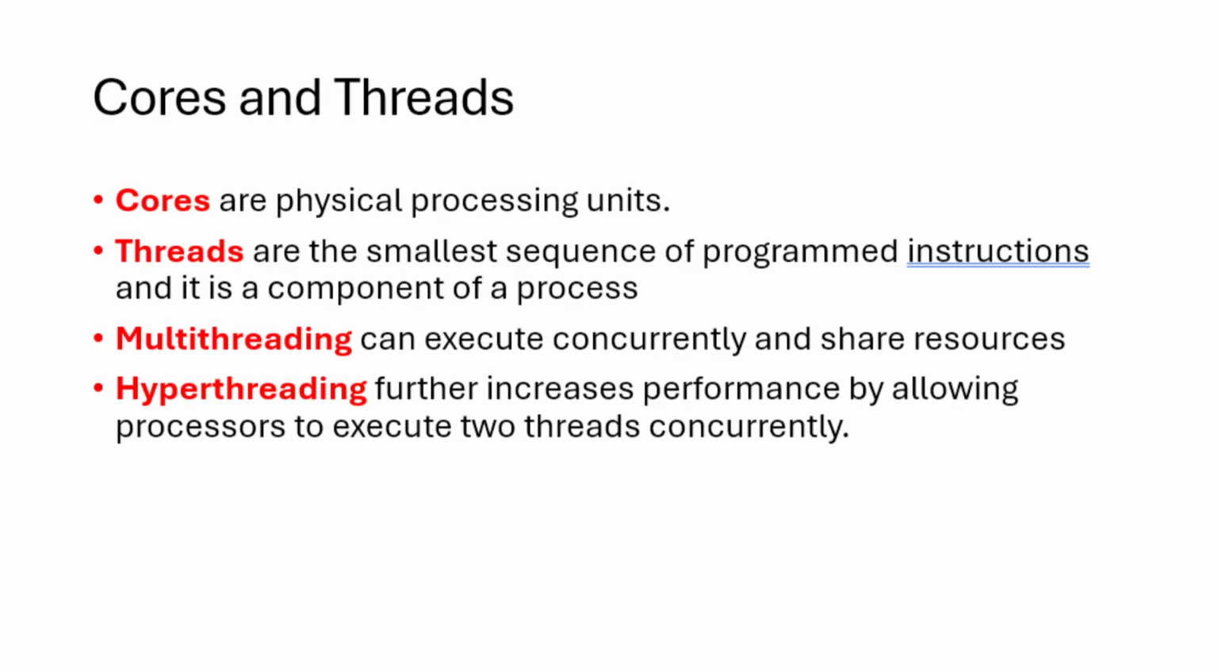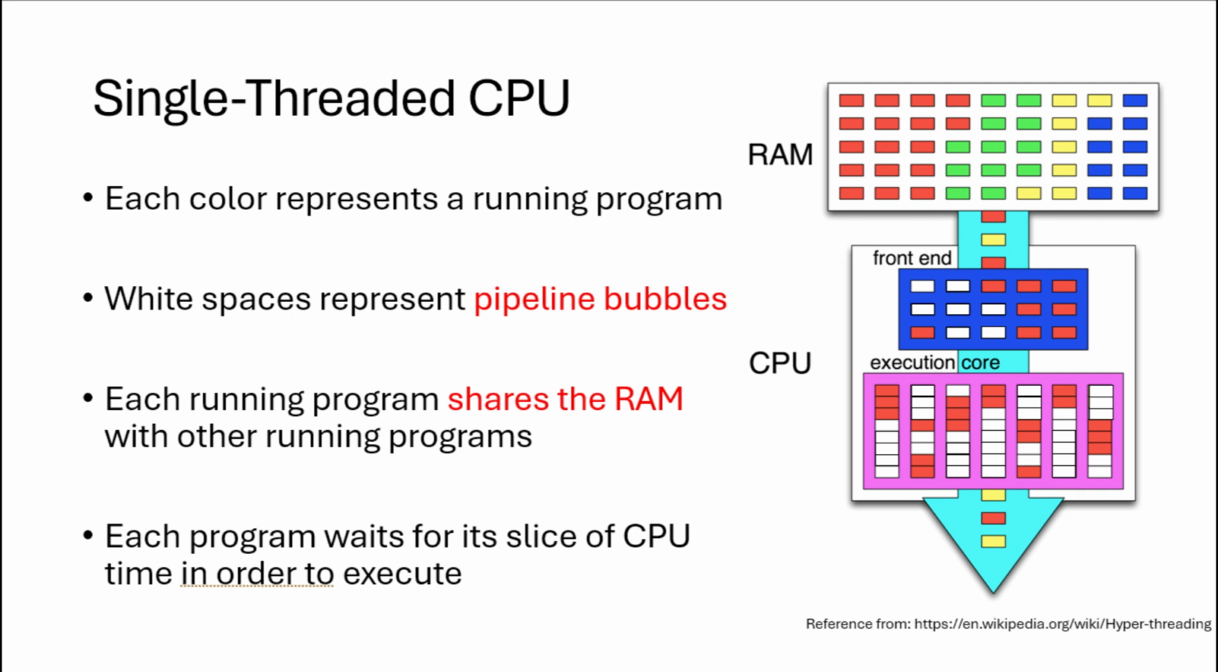Before we start the thread CPU, first I want to introduce what cores and threads are. The cores are the physical processing units. The threads are the smallest sequence of program instructions, and a thread is a component of the process. Multi-threading allows for better utilization of available system resources by dividing tasks into separate threads and running them in parallel. And hyper-threading further increases performance by allowing the processor to execute two threads at the same time.